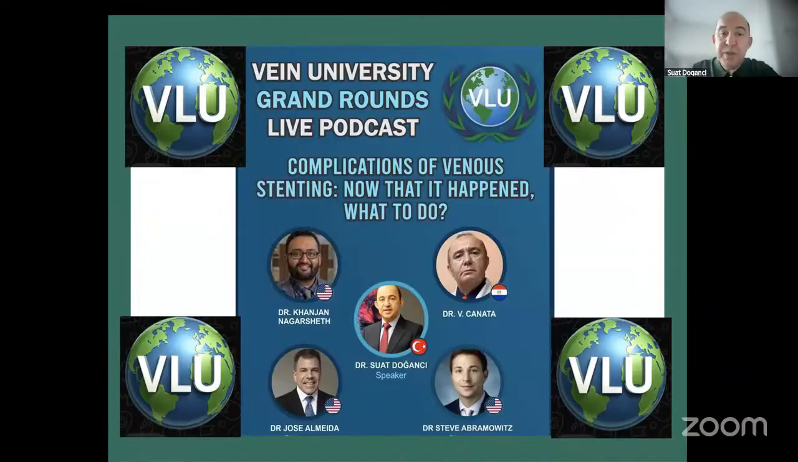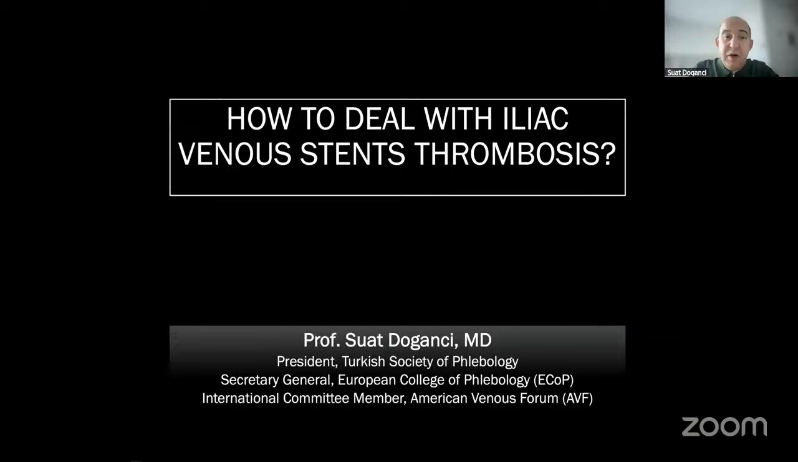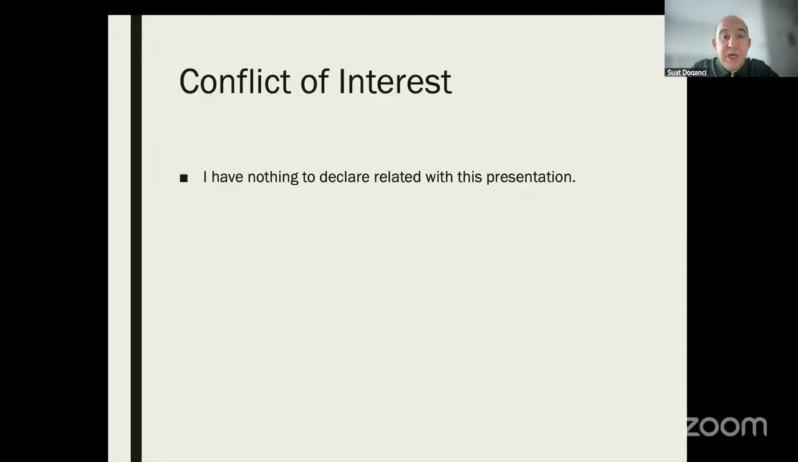Actually, the talk is about the complications of venous stenting, and one of the most important complications is, as we all know, thrombotic complications. So I will mainly focus on thrombotic complications, and then we will discuss. It is not a long talk, but I think we will highlight some discussions afterwards. Let's start: how we deal with iliac venous stent thrombosis. I have no conflicts related to the presentation.